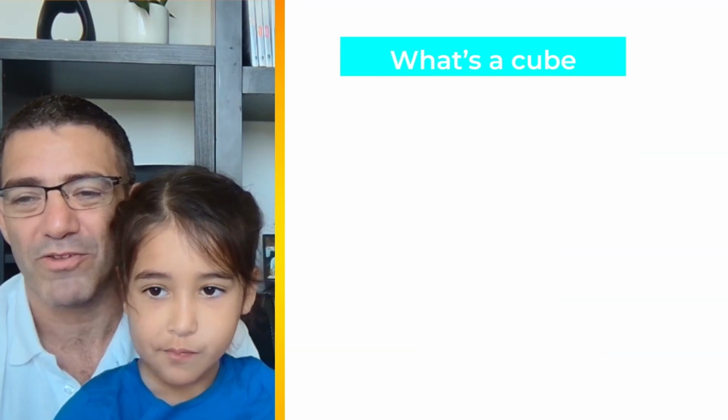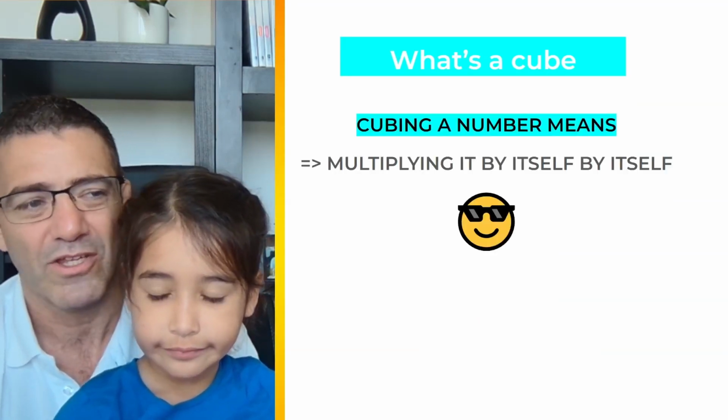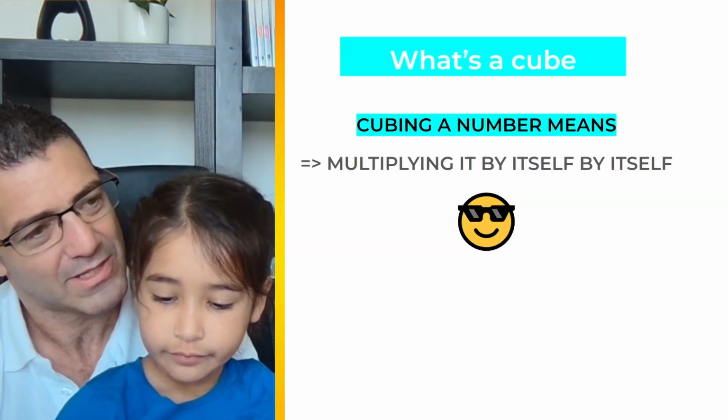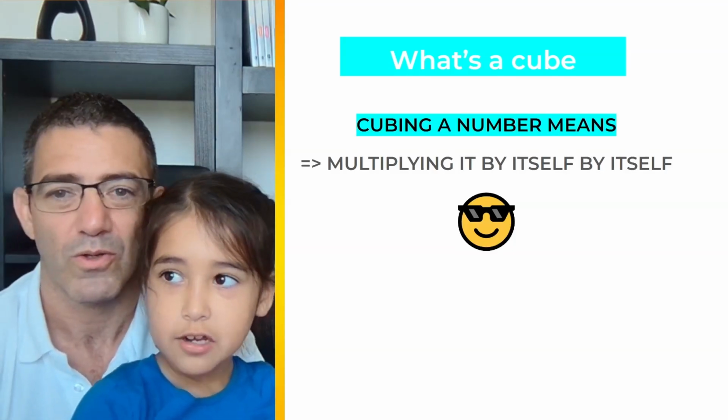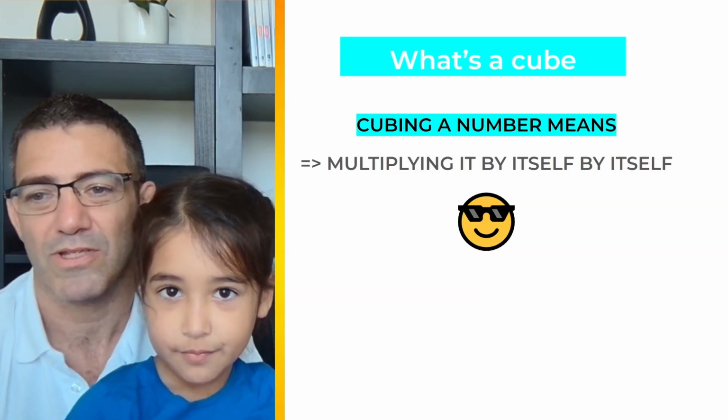Okay, so what's a cube number? Yeah, a cube number is a number times itself times itself. Can you give me an example of a number times itself times itself? Like 3 times 3 times 3. 3 cubed, yeah. 3 times 3 times 3, which is how much?